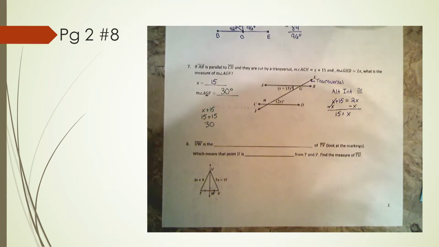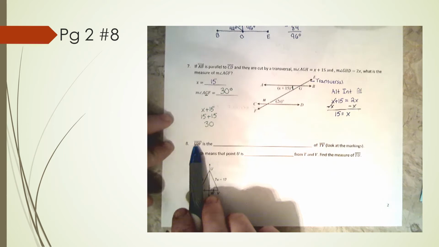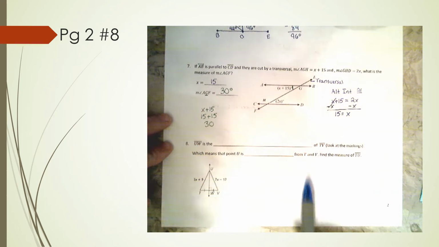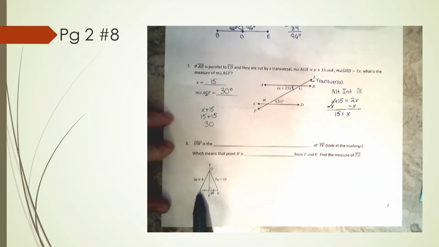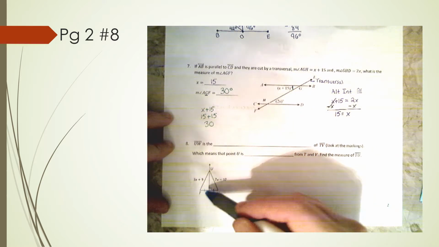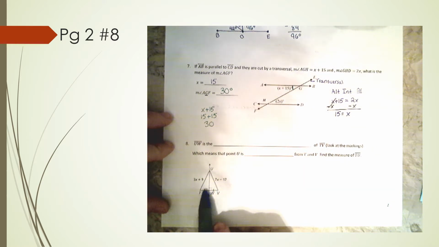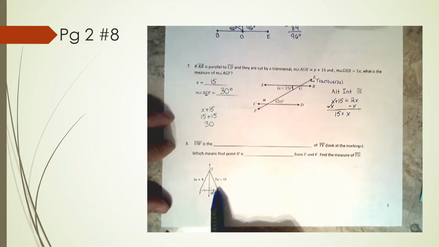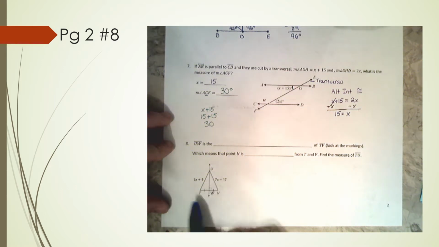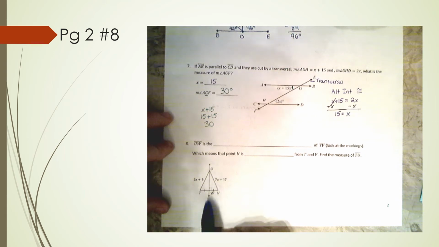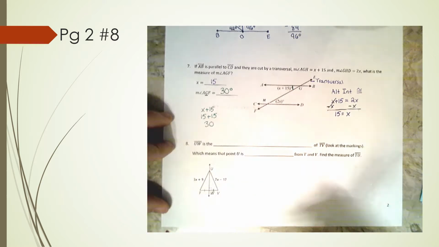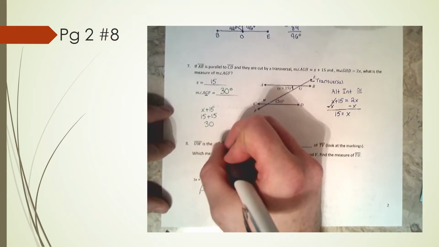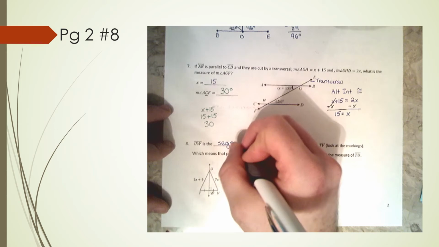Okay, so this problem says that UW is the blank of TV, and they want us to look at the markings. So if I'm looking here at TV, I notice that these little slashes go through. These slashes mean that these portions are equal to each other because they both have just one slash through them. So from T to W is the same distance as W to V. So if this line cut it in half, that would make this one actually a segment bisector.